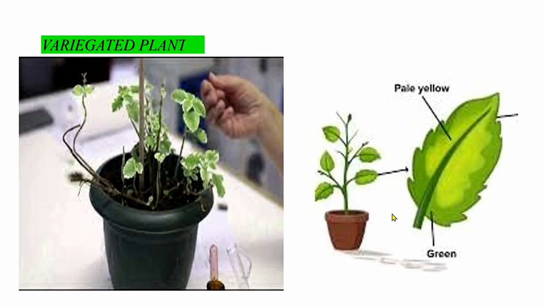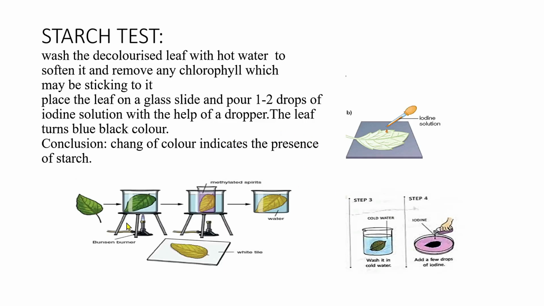Next, we can see, we boiled the leaf in methylated spirit. Now all the chlorophyll pigments have come out, and the leaf is pale in color. This leaf we have to wash with water. We wash it with lukewarm water so that the leaf becomes soft.